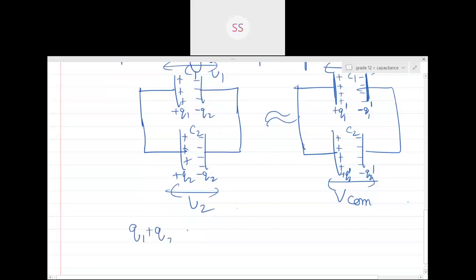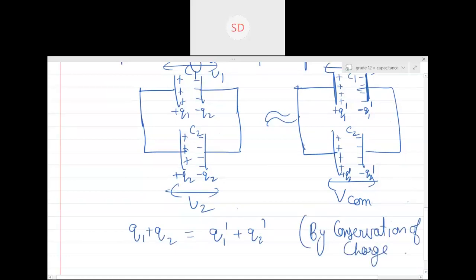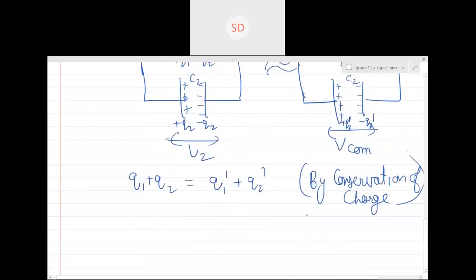Q1 plus Q2 equals Q1 dash plus Q2 dash by conservation of charge, right? Yes or no? And what is Q1 plus Q2? Q1 is basically C1 A1, C2 A2, है ना? याद रखना. Now by conservation of charge, we know this.